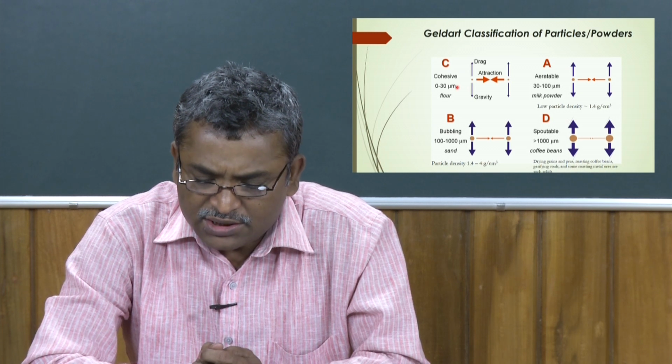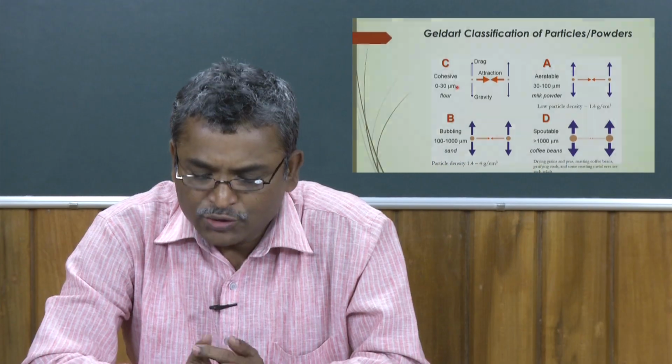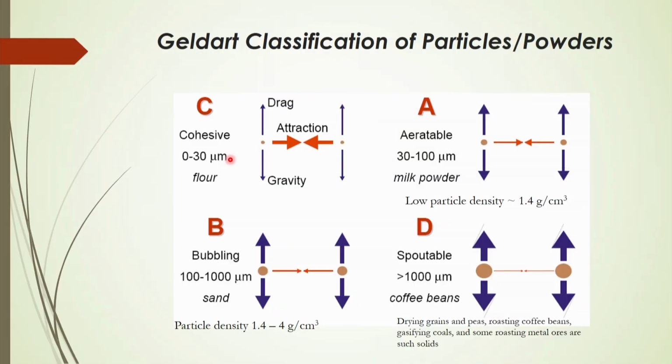So, this is why it is called aeratable. In this case, size will be within the range of 30 to 100 micrometer, and generally low particle density, up to 1.5 gram per cc, is categorized here. Another one is bubbling. I think I have shown that bubbling fluidization. So, bubbling fluidization occurs with the B type particle.